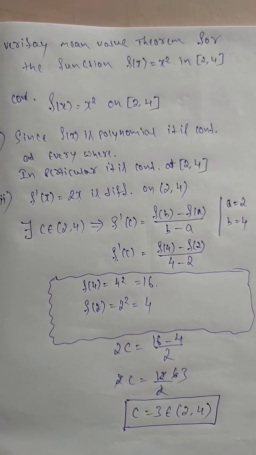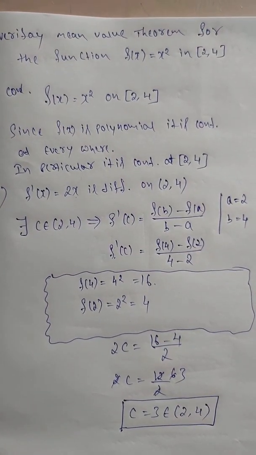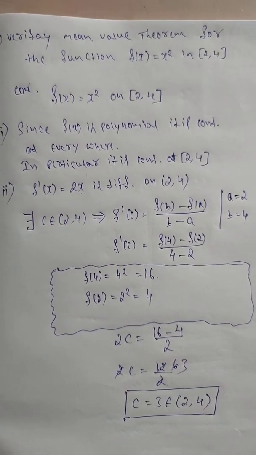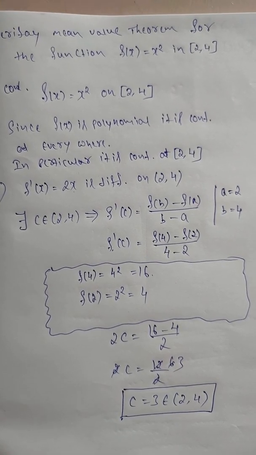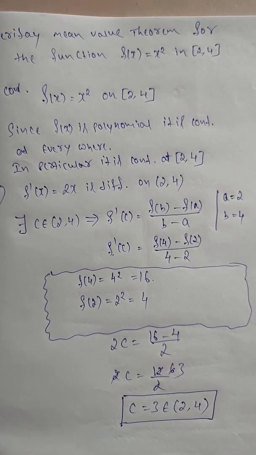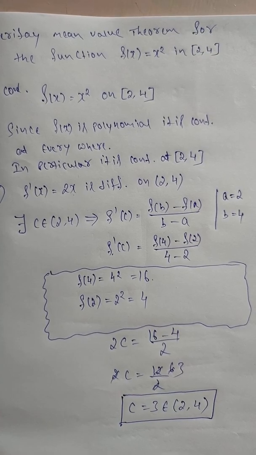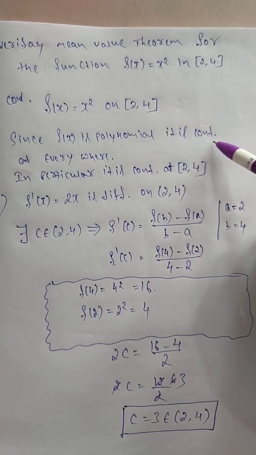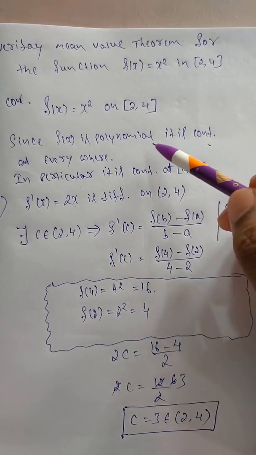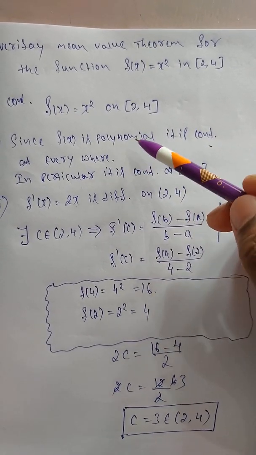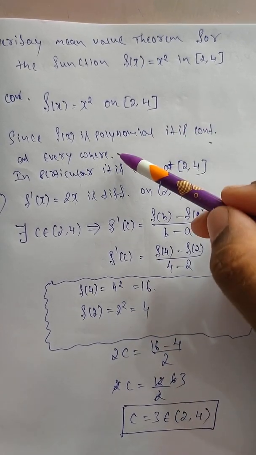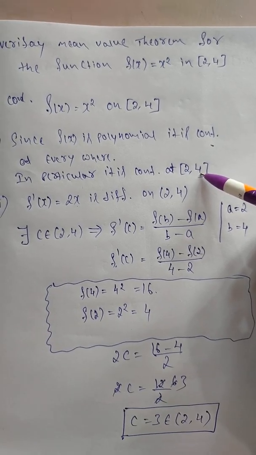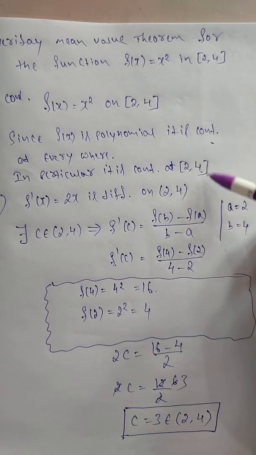So take a screenshot of that problem and copy it to your notes. Once again I am repeating, just listen here. It is very easy. In Rolle's theorem you check three conditions. Here no need to check three conditions, only two. The first condition is continuous. For that, you write the conclusion: since f of x is a polynomial, it is continuous everywhere. In particular, it is continuous on the closed interval 2 comma 4.